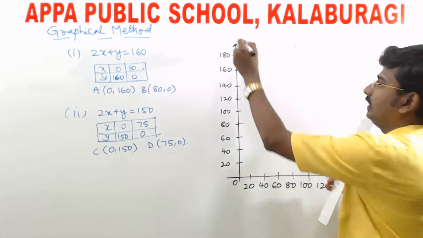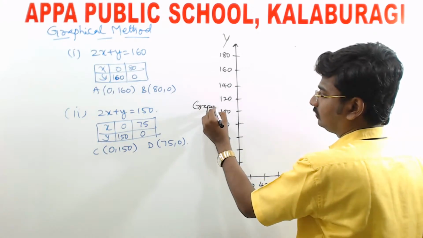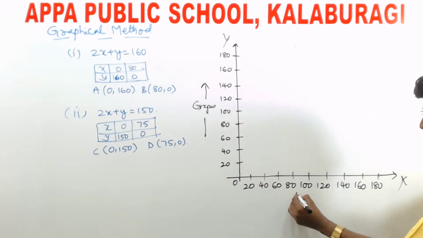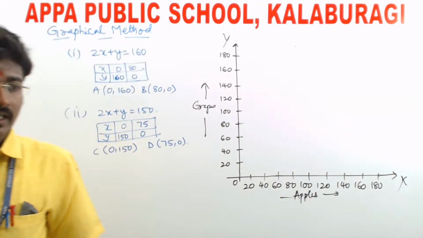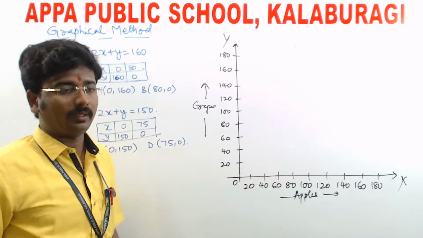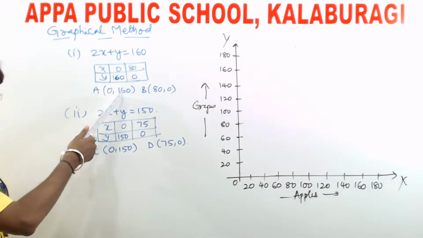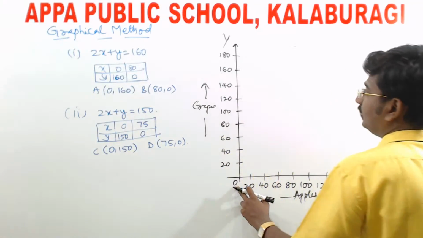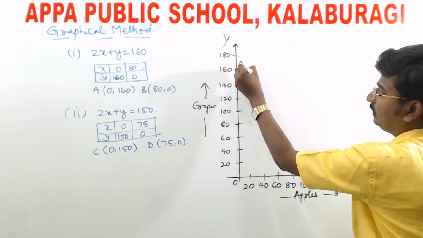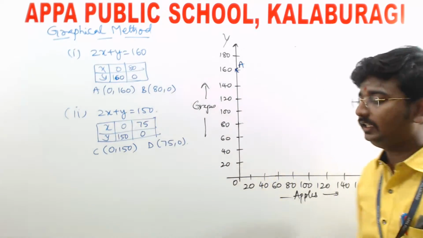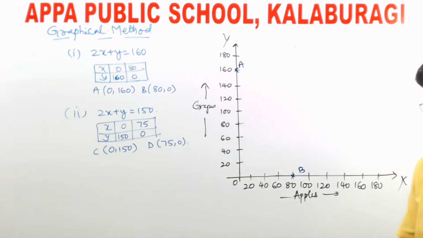Now this is the y-axis, this is the x-axis. This is for grapes, and this is for apples. Even you can represent in this way along x and y-axis. It looks more attractive, and it will be clear that you have taken x-axis for apples and y-axis for grapes. So the first point is (0, 160). 0 origin, 160 somewhere here. So 160 is here, that is point A. Point B, (80, 0). This is point B.